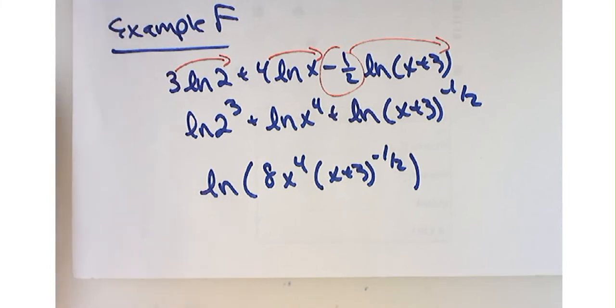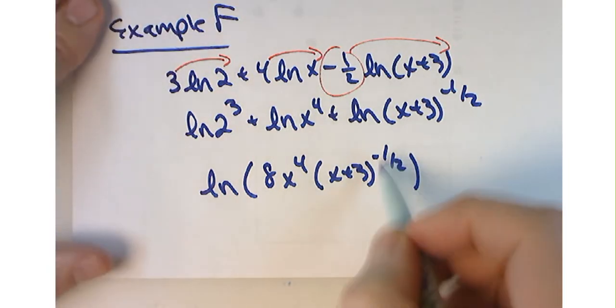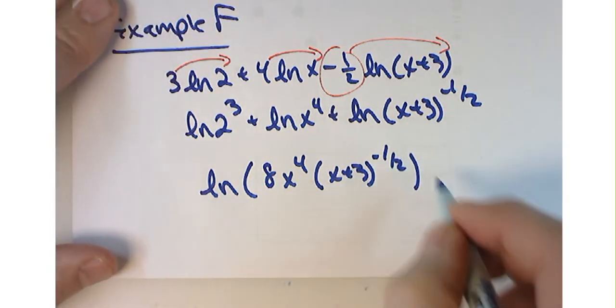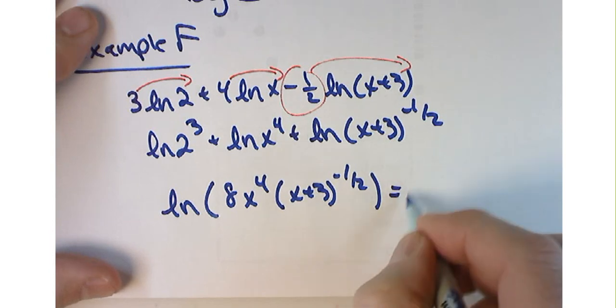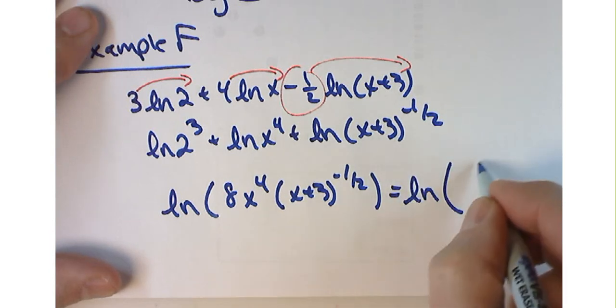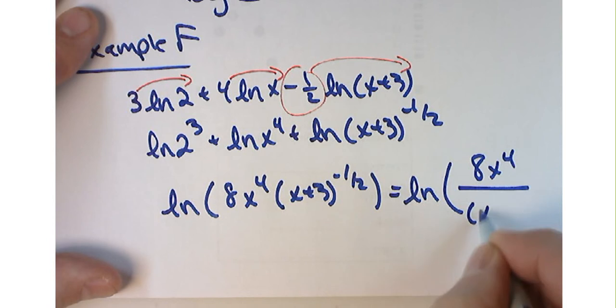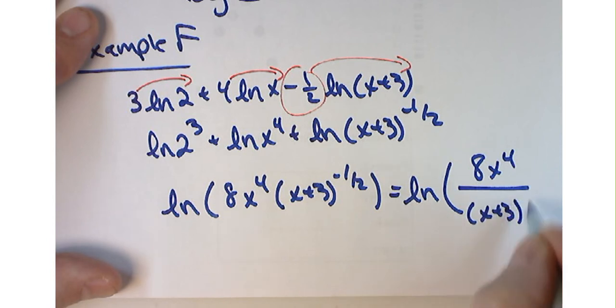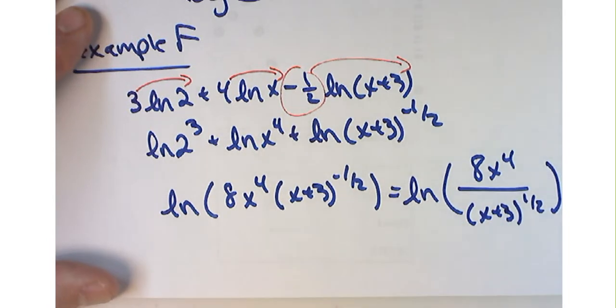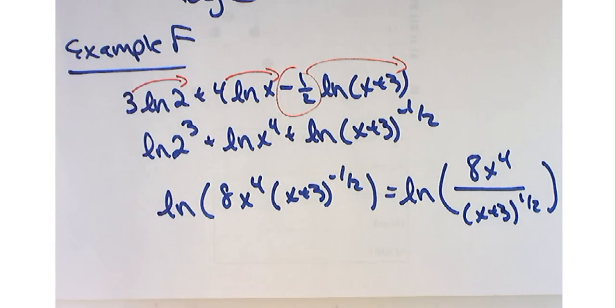Wow. Now on an exam, I'll probably ask you to get rid of the negative exponent as well. Now that negative exponent only applies to this term right here. So the way you can do that would be the ln of 8x to the fourth over x plus 3 to the positive 1/2. And you're done. Sweet.